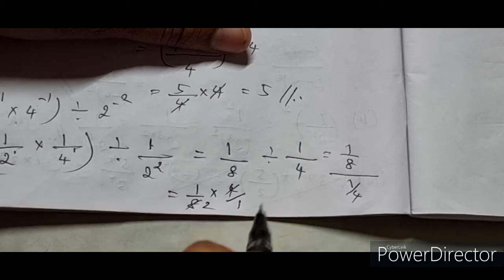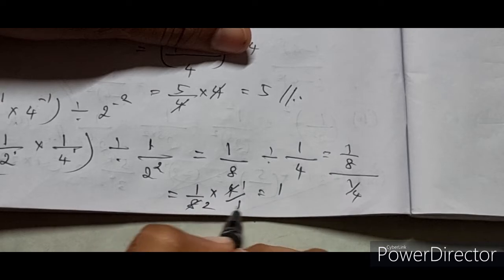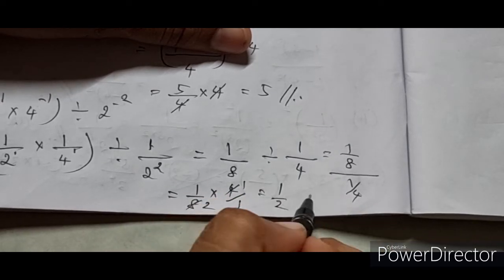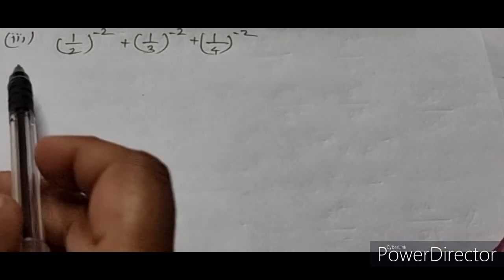4 will go here 2 times. So 1 into 1 is 1. 2 into 1 is 2. So 1 by 2 is the answer. Now let's see the next subdivision.